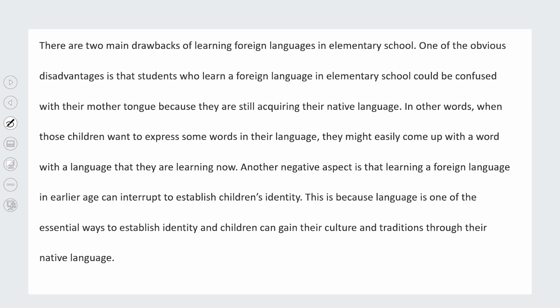So let's look at the first paragraph. There are two main drawbacks to learning foreign languages in elementary school.